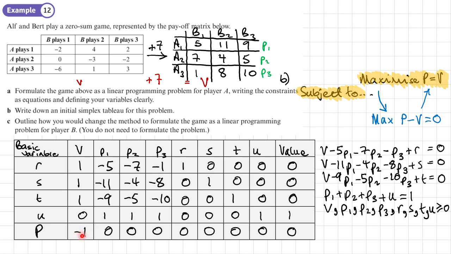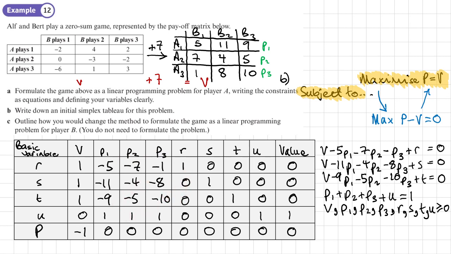And pretty much all the problems you're going to do, if it's maximize P minus V, when you rearrange it, is always going to be that V has got a coefficient of negative 1. Now we don't need to actually use the simplex method, we just need to fill in this tableau.